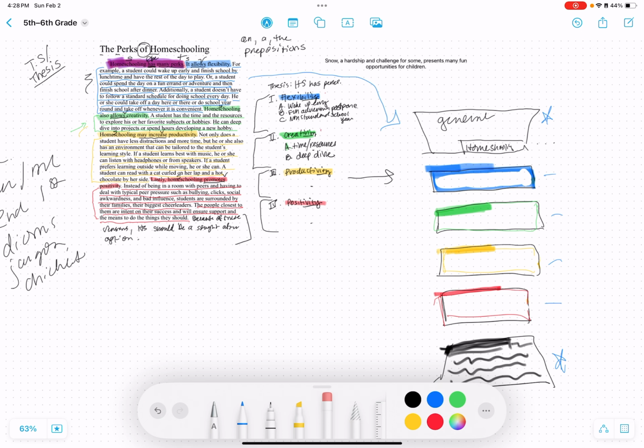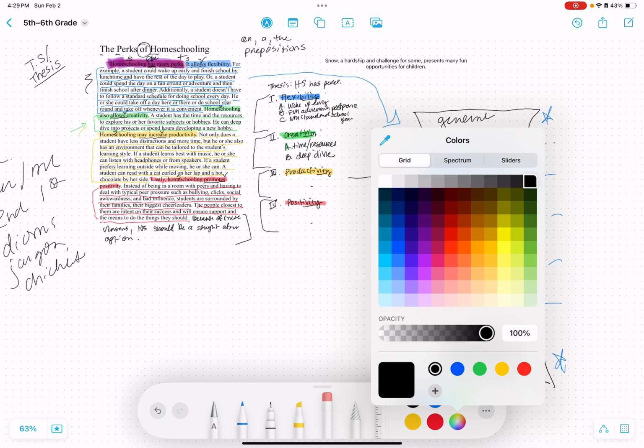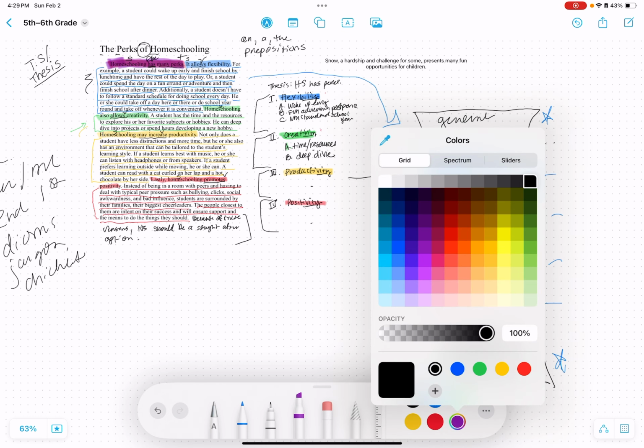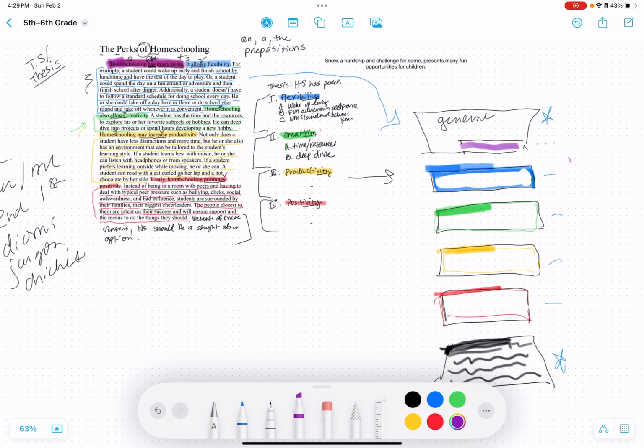So when I read your paragraph next week, or your parent does, your thesis right here, which we made purple, should read just like the one we have right here. It should say, homeschooling has many perks, and that should be the last sentence of your introductory paragraph. The first sentence of the very next paragraph must be, it allows flexibility.